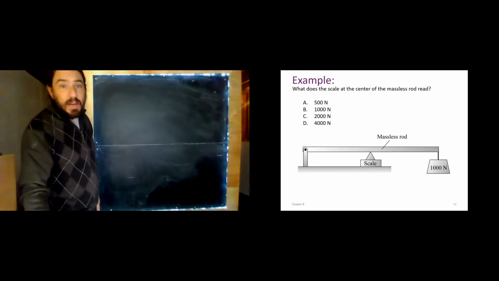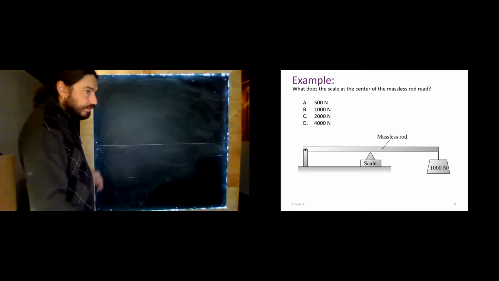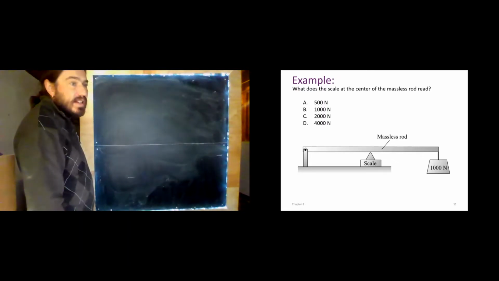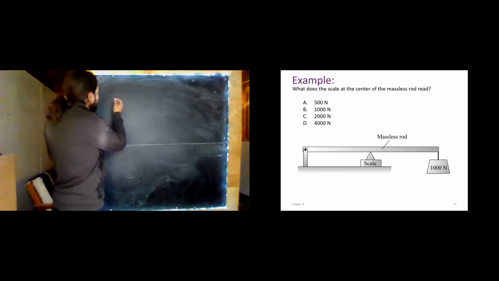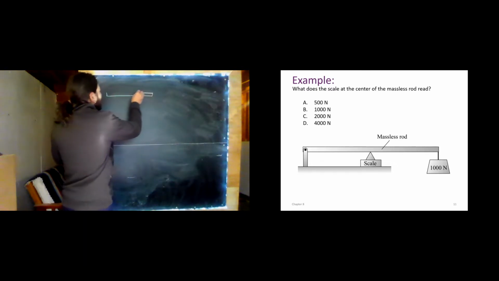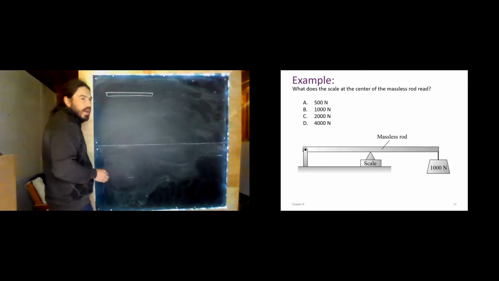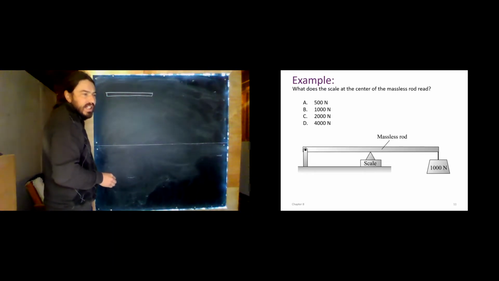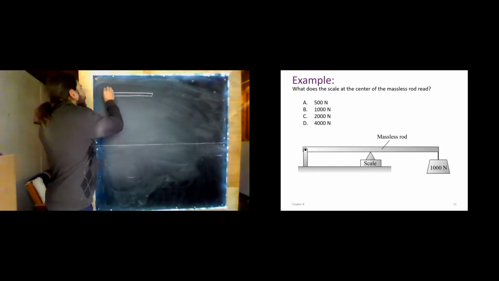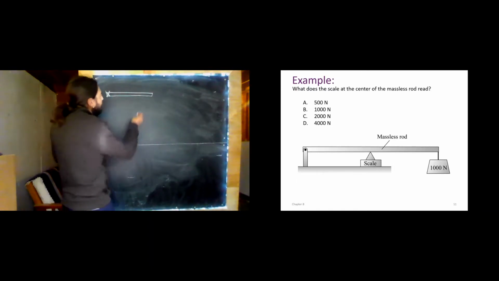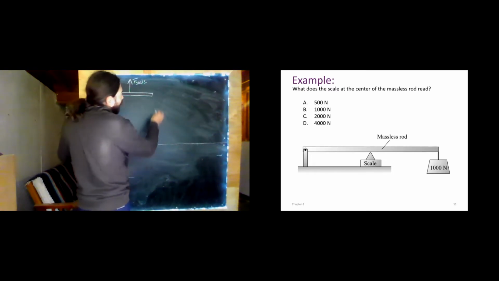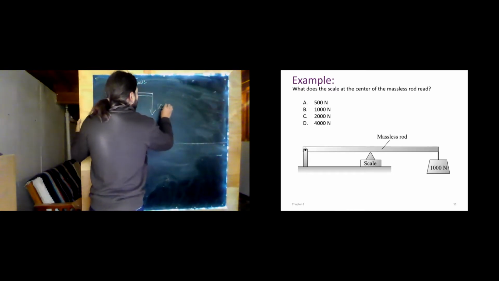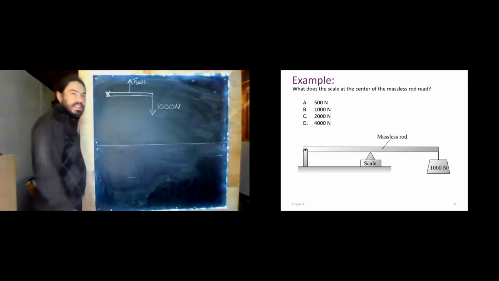Okay, I'm going to solve this using our steps, and we'll see if that makes sense. What does the scale at the center of the massless rod read? So I'm just going to draw a quick sketch of my massless rod. It's got this pin over there on the left-hand side, and so I think that's going to be our pivot point. We've got a force of the scale here, and then we have 1,000 newtons pointing down right there.